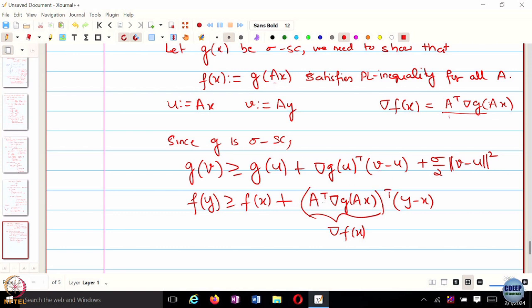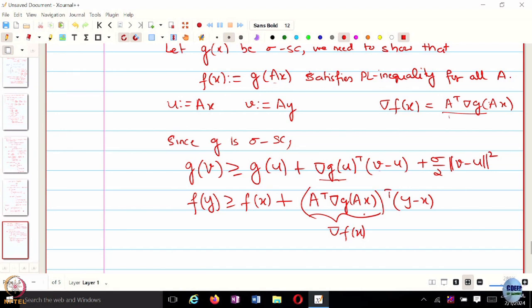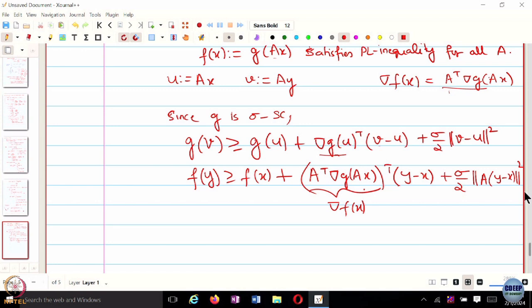Yeah, so that A transpose, I have taken this inside, right? So this is still g here, right? And this is A y minus A x, which I have written like this, and this is A times (y minus x) whole square.